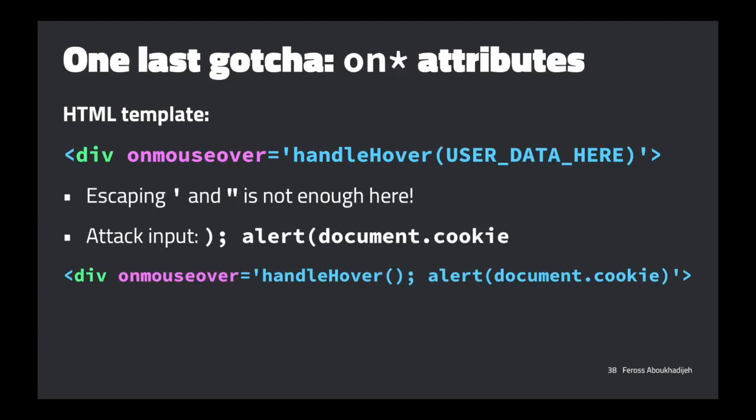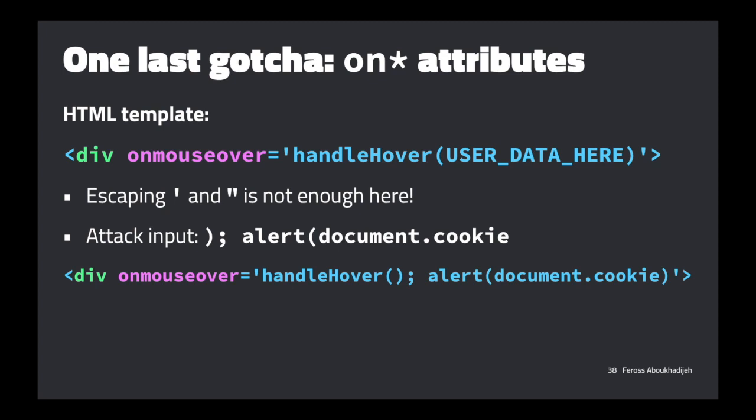Attributes have a lot of potential attack vectors. Something you'll see sometimes is somebody will say, I want this function to run when the user puts their mouse over this div. Well, we also want to put some kind of user data into this function. And now it's obviously not going to be enough to just escape the single quote and the double quote, because this data is inside of a JavaScript context in addition to an HTML context.